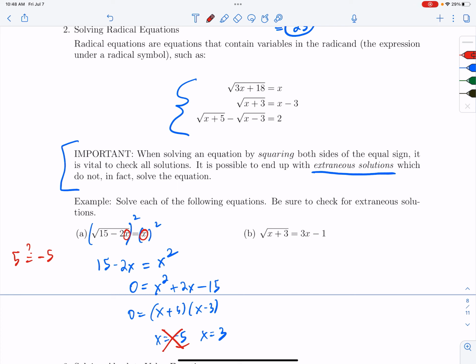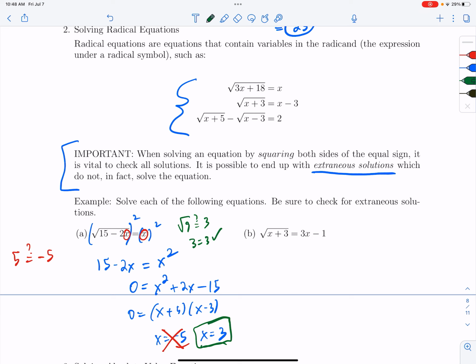When I substitute in 3, let's do it in a different color. So when I substitute 3 in for x, I get 15 minus 2 times 3. Minus 2 times 3 is negative 6. 15 minus 6 is 9. So I get the square root of 9. Is that equal to 3? And those are equal. So my one and only solution is x equals 3 here.